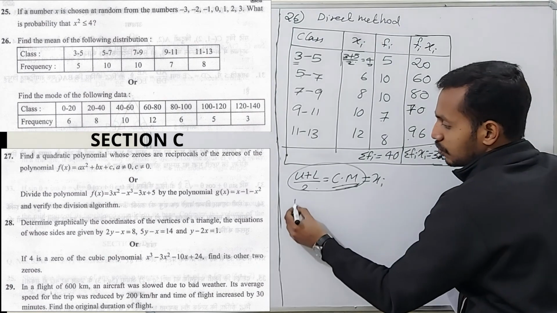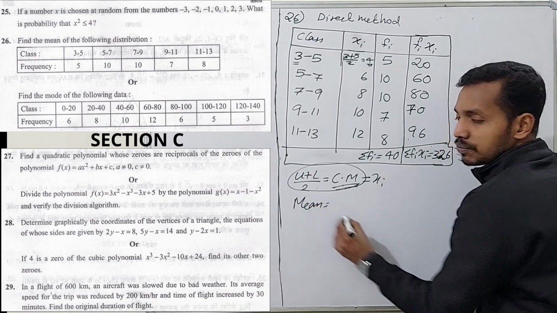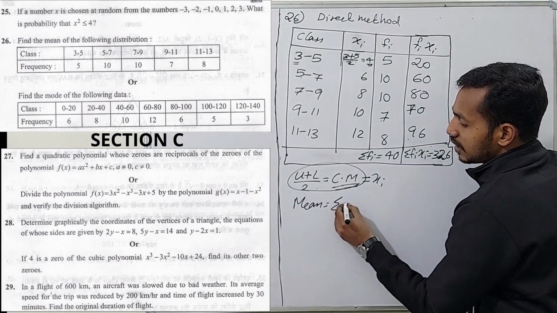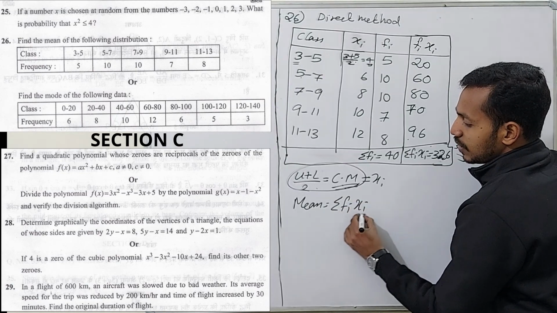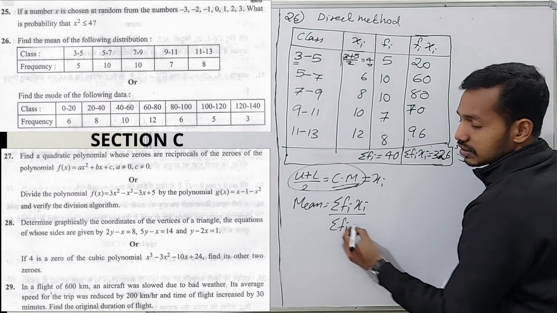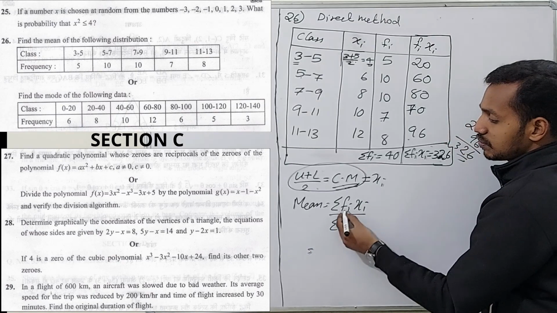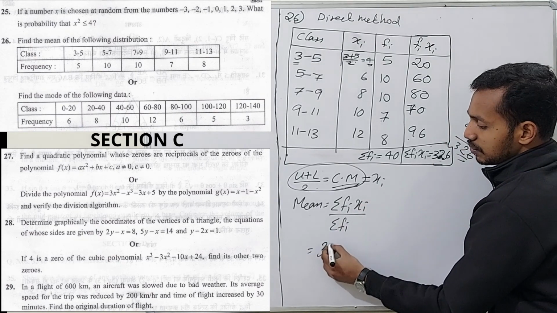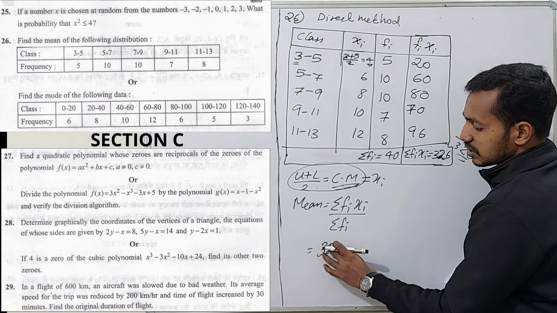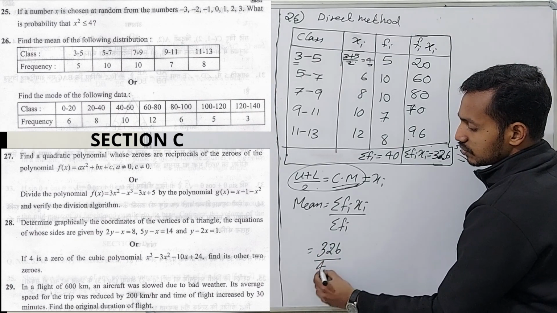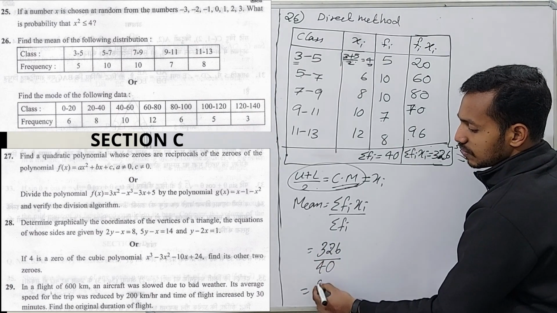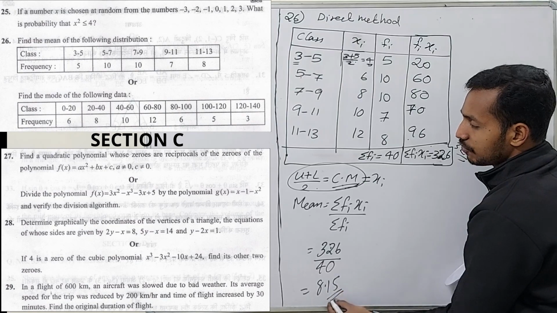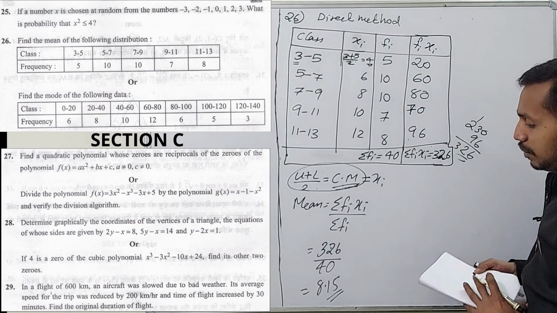What is the formula of mean? Mean is equal to sigma fi xi divided by sigma fi. Am I right? Which is equal to, what is the sigma fi xi? We have got it as 326, divided by sigma fi, which is equal to 40. Dividing these numbers, we will get the answer as 8.5 as the mean.